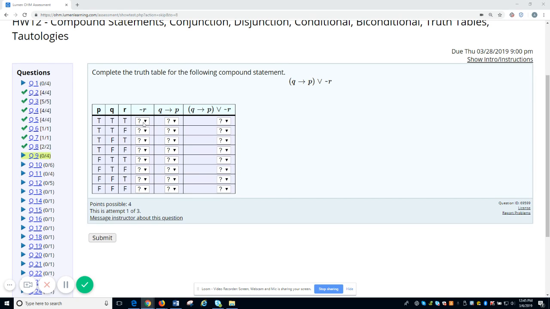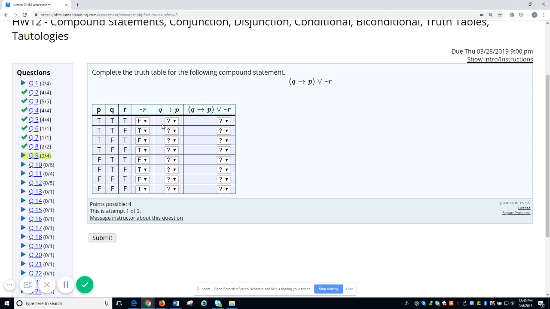Okay, so in this question, we are given the little intermediate steps, so that's nice. So the first step that we have to do is negate R. So that means make R the opposite. So if it's true, make it false. If it's false, make it true. So switch it to the opposite value, like so.